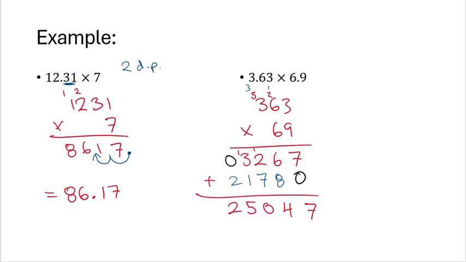Now, next step is we're going to count the amount of decimal places in the original question. So in 3.63 we had 2, in 6.9 we had 1. 2 plus 1 equals 3 dp. So we're going to start from the far right, move towards the left 3 times. 1, 2, 3, like so. So your final answer would be 25.047.